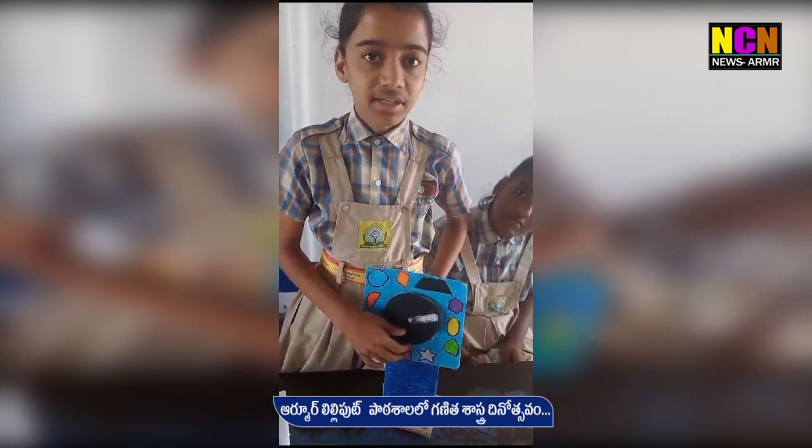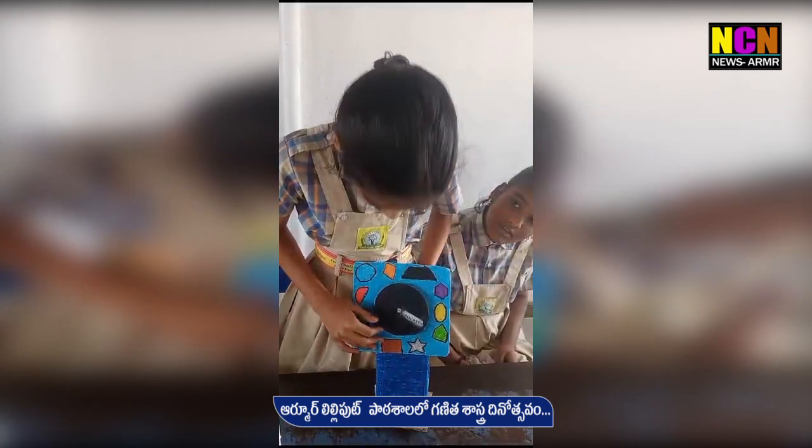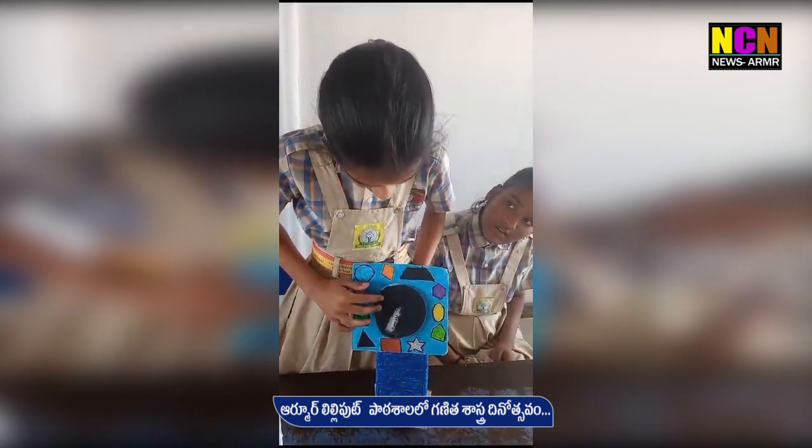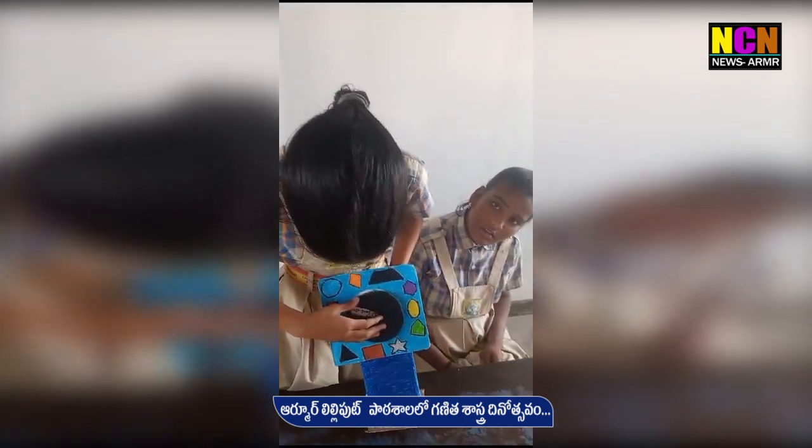Shapes. There are different types of shapes. Oval, pentagon, star, rectangle, triangle, square, semicircle.